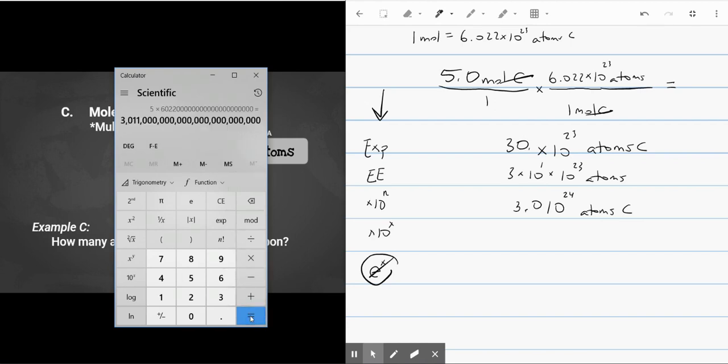Equals. Oh, and it didn't put it in scientific notation. If yours does that, sometimes there will be a button that says SCI. That changes it to scientific. Okay, but mine doesn't, so now I have to count. There's 3, 6, 9, 12, 15, 18, 19, 20, 21, 22, 23, and 24 places. So I would still get 3.0, technically 11, right, times 10 to the 24th atoms, but these go away when I round it to 2 sig figs. Okay, that's a lot of work.